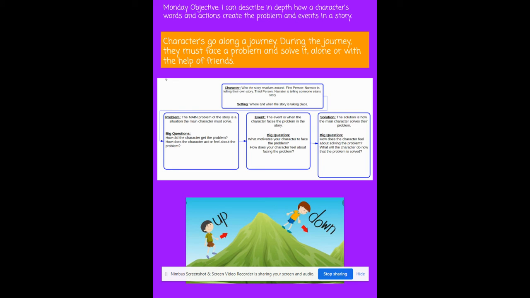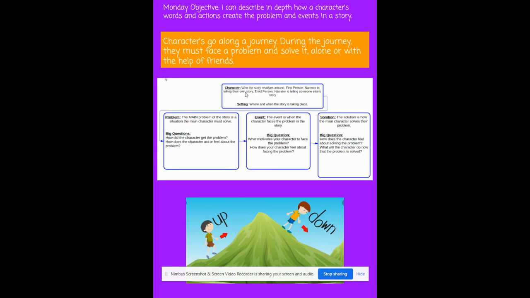When we're talking about story elements, it's basically the parts of the story. You know you're reading fiction if there are characters, setting, problem, solution. This is different from a nonfiction story, where you're mostly getting facts and information. If you look over here at the flow map, it says character, who the story revolves around. First person is where the narrator is telling their own story, and third person is where the narrator is telling somebody else's story. The setting is when and where the story takes place.